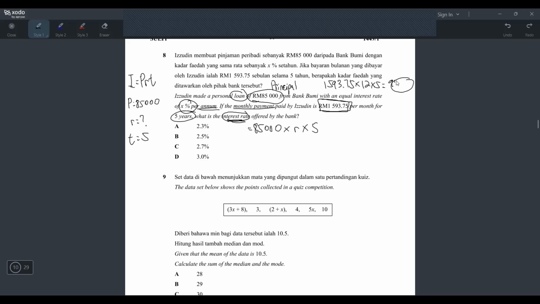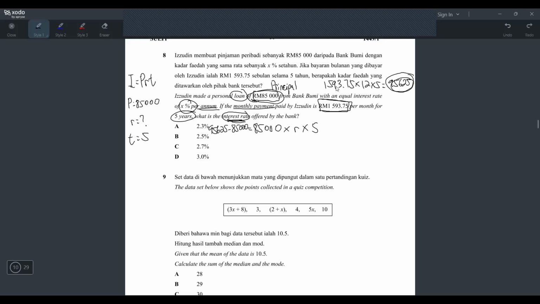Let me explain what is the 95625. 95625 is the total amount you have to bayar balik kepada bank. But the amount you pinjam is how much? 85,000, right? So if you pinjam 85,000, why is it that when you return it, it is this much? It is because there's an interest, right? So to calculate your interest, you take 95625 minus 85,000. You understand? Because when you pinjam from bank 85,000, you will not pay back 85,000. You will pay back more. You will pay back 85,000 plus the interest.